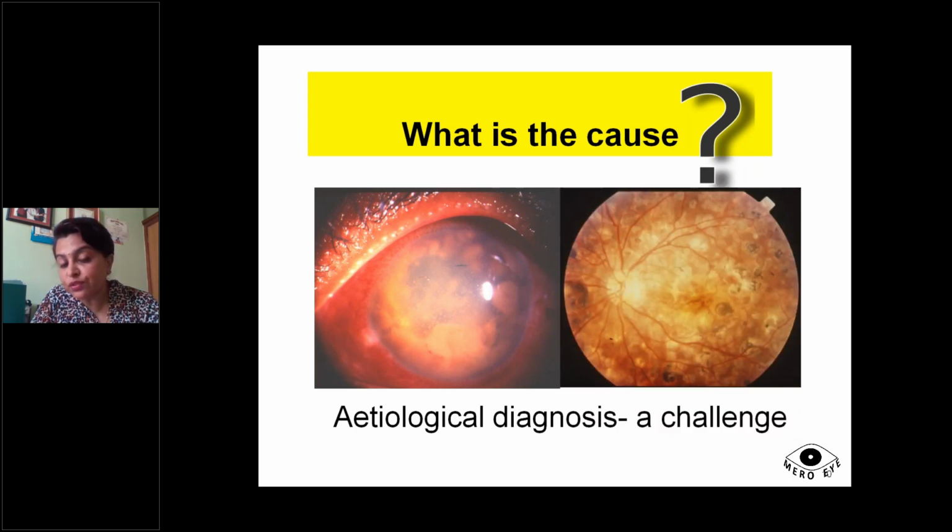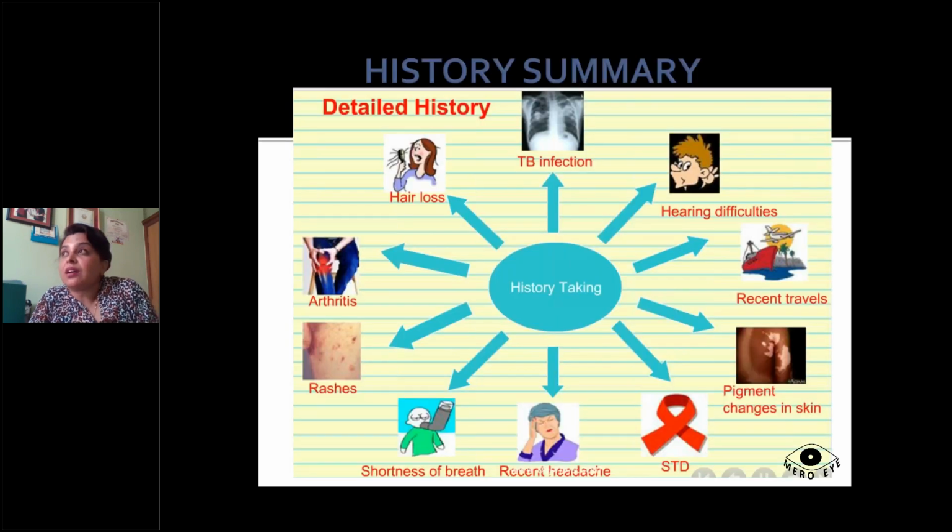Now to reach the etiology from this corneal or aqueous finding to the retinal finding, you have to go step by step. That's why history plays a very important role in approaching a case of uveitis. And as we said, history of even loss of hair on your head or deformity of the toe of the patient is very important.